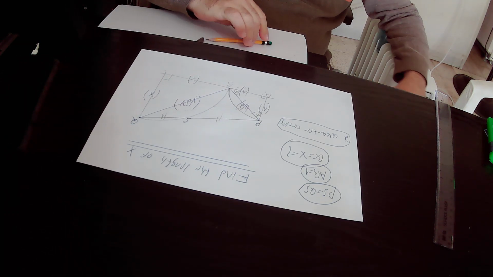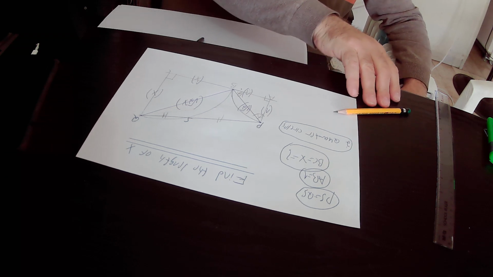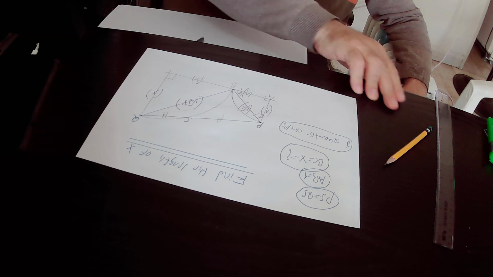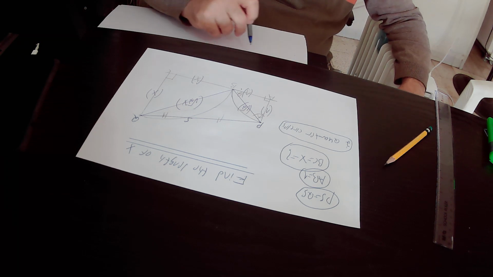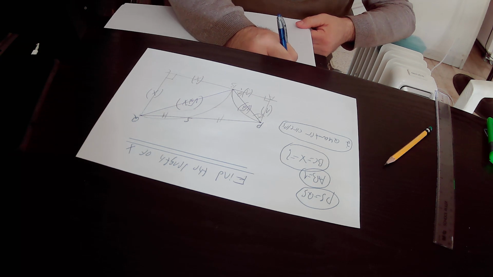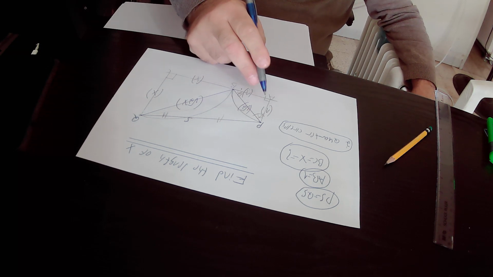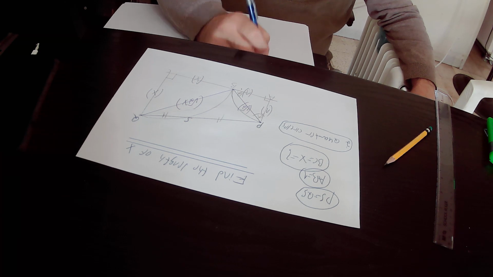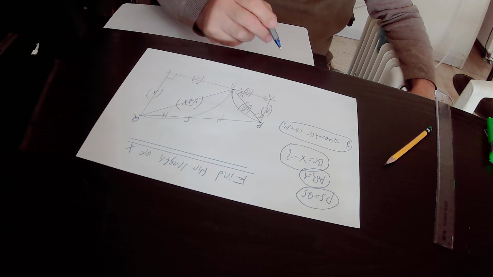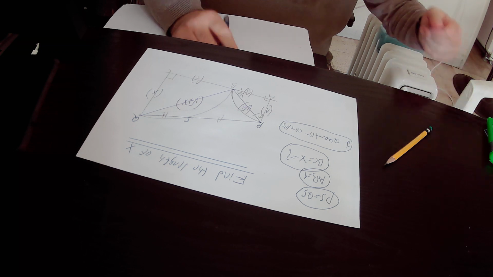Okay, and we know that the sum of the angles in any triangle is equal to 180 degrees. Therefore, in triangle PAB, which angles do we have? We have alpha plus alpha, that is 2 alpha, plus this right angle, which is equal to 90 degrees. In total, the sum of those three angles must be equal to 180 degrees.